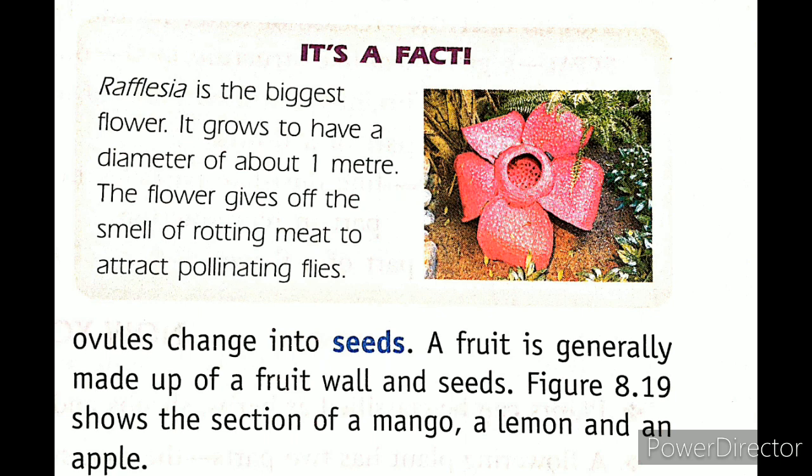So here a fact is there. So let's see what is the fact. Rafflesia is the biggest flower. It grows to have a diameter of about 1 meter. The flower gives off the smell of rotting meat to attract pollinating flies. Okay, so the world's biggest flower is Rafflesia. Got it? And it spreads over 1 meter of the diameter.